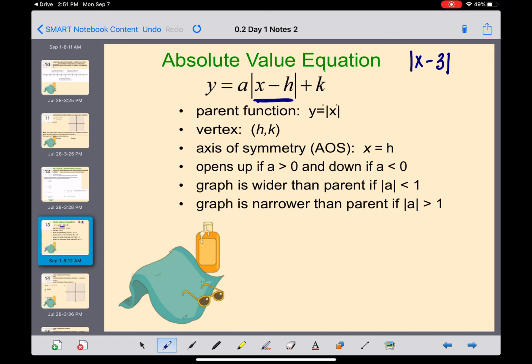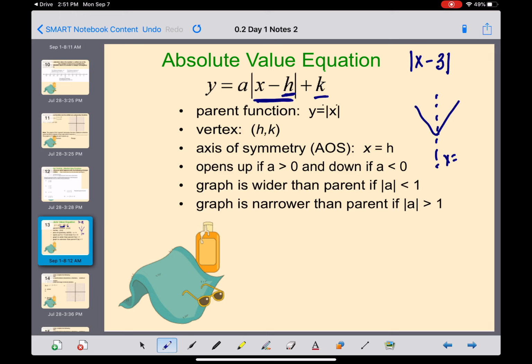So the parent function is y equals absolute value of x. Our vertex is going to be (h, k). So this is moving it right, left. This is moving it up, down. So that's where your vertex is going to be. There's going to be an axis of symmetry at x equals h. So when we have that V, x equals whatever that x coordinate of the vertex is.